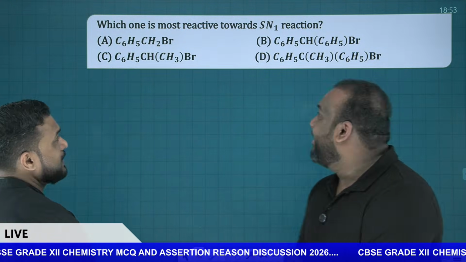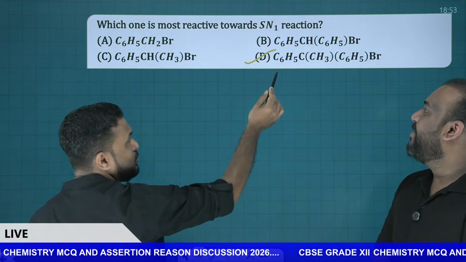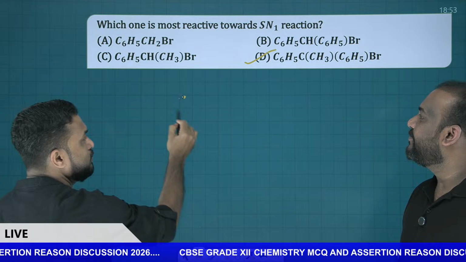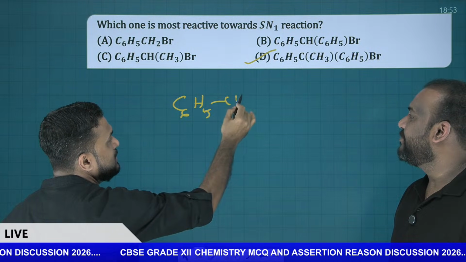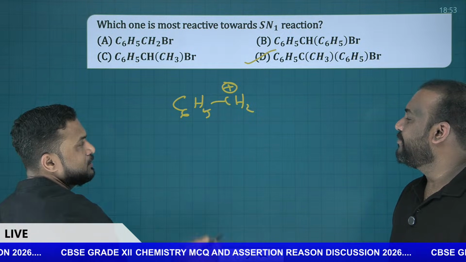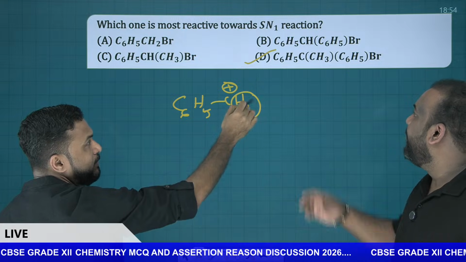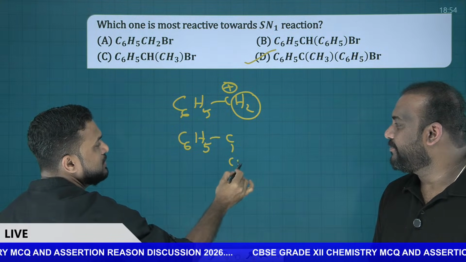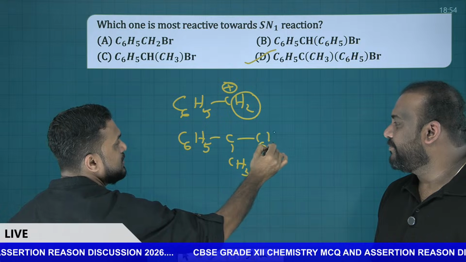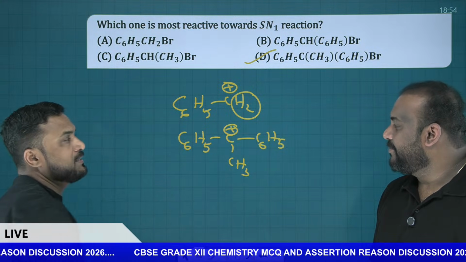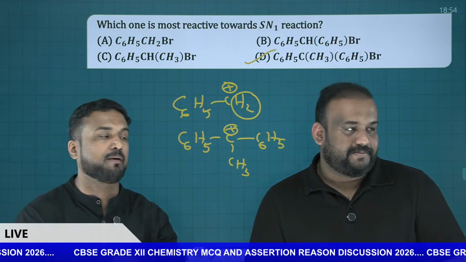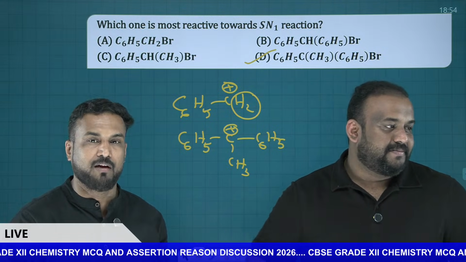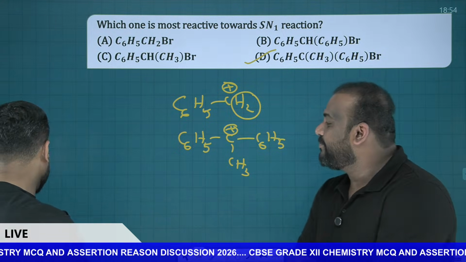Well done. The correct answer for this one is D, because this is the benzylic tertiary one. C6H5CH2+ is the benzylic carbocation, and these two hydrogens are replaced, one with CH3 and one with C6H5. So C6H5, C with the CH3, and again C6H5 is there, which means the benzylic tertiary one, that is the most stable carbocation. Almost all of you gave the right answer. Well done. Then we will go to the next question.